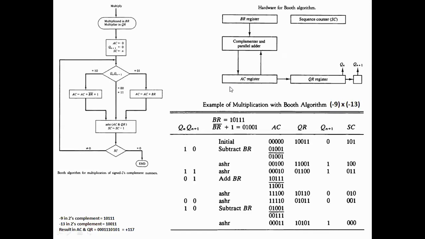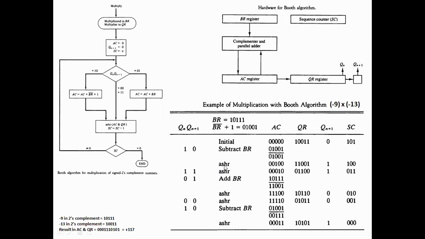So we need to preserve the sign bit. Since this first bit here is the sign bit, we need to preserve it. After doing the shift, I have to check what the sign bit earlier in AC was. If it was 0, the empty space will be filled with 0. If the sign bit earlier was 1, this empty space will be filled with 1. This is what we call an arithmetic right shift.